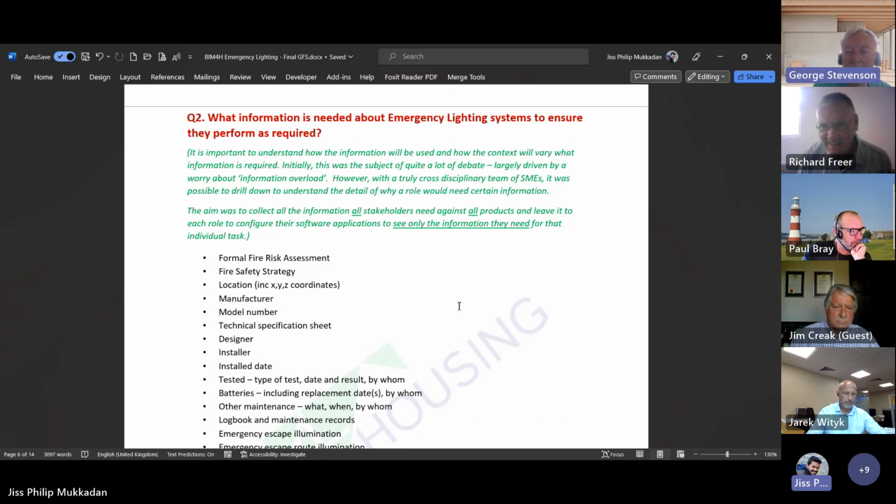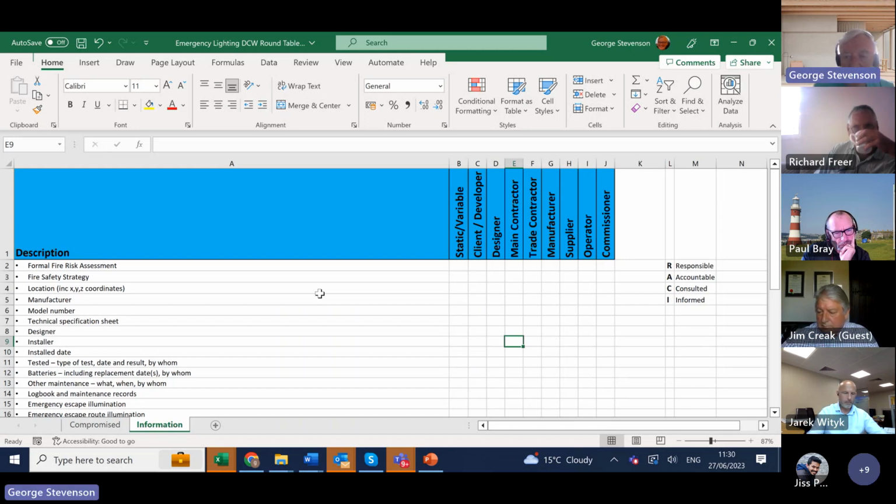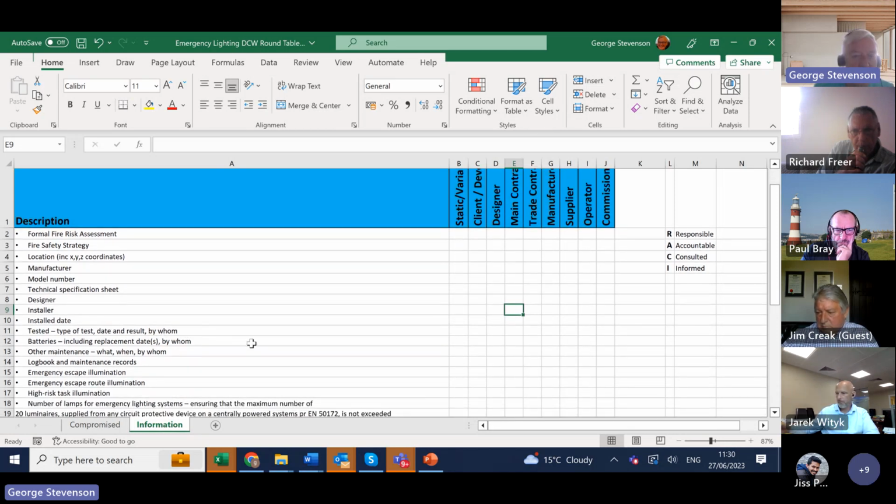Thank you. One of the things we did last time around, in particular at Digital Construction Week, was to look at this from the point of view that it's all very well having all this information, but who actually produces it, who's responsible for it, and who needs to be made aware of it. What we've tried to do is use the standard RACI methodology to identify that. We're not going to do that exercise today, but we want to do it: for emergency lighting, who is responsible for making sure the fire safety strategy is there and is interpreted, and who is responsible for recording the installation date or whatever.